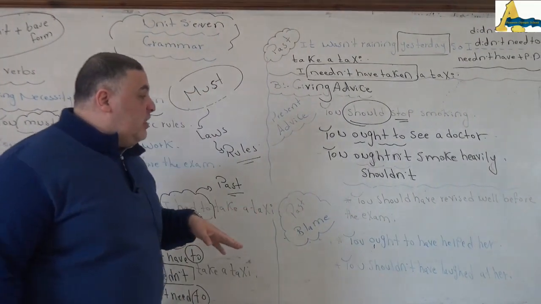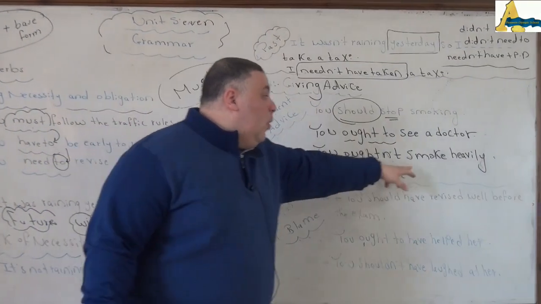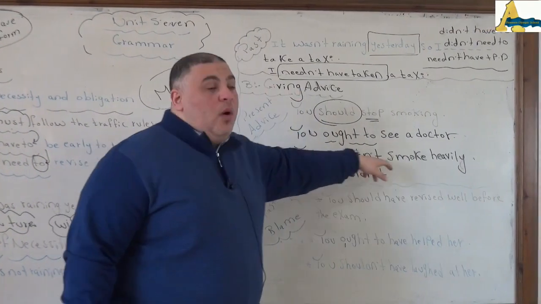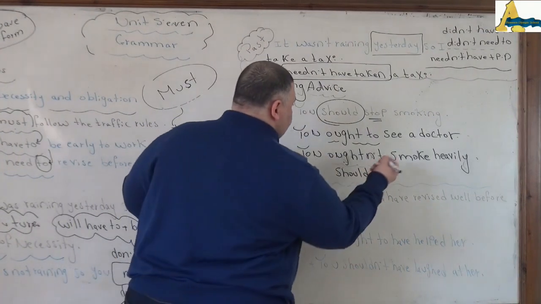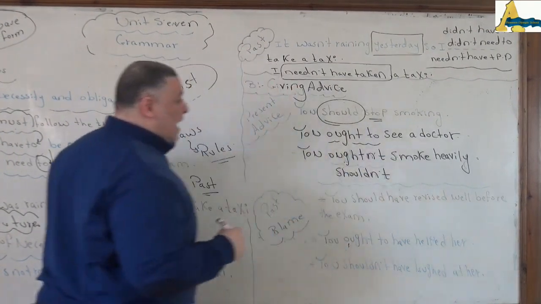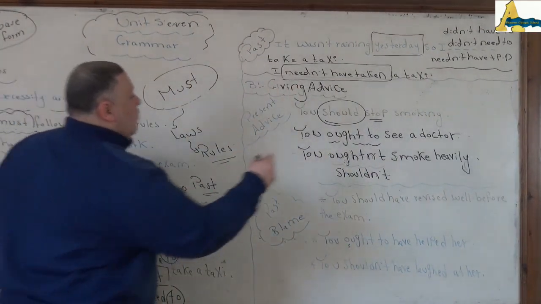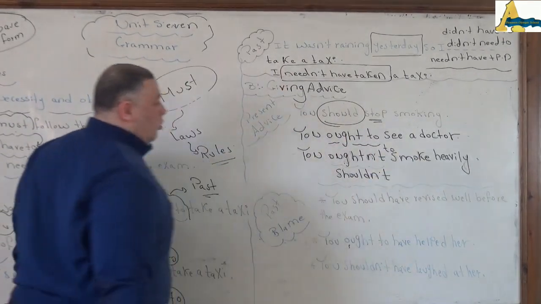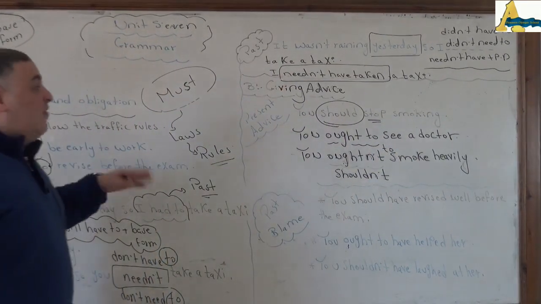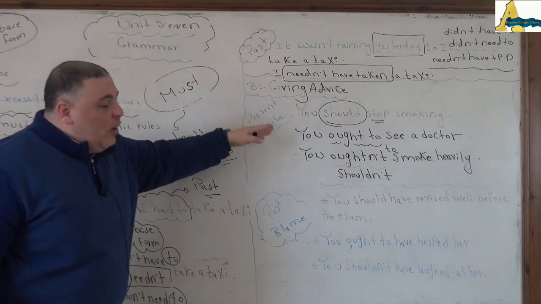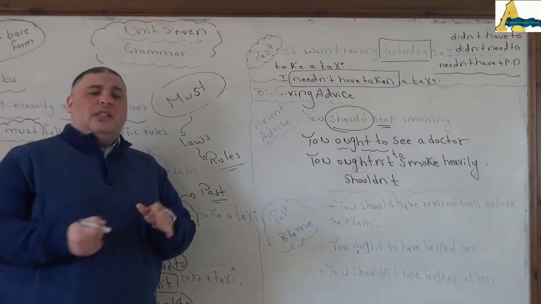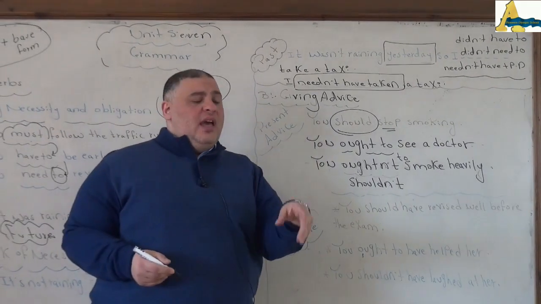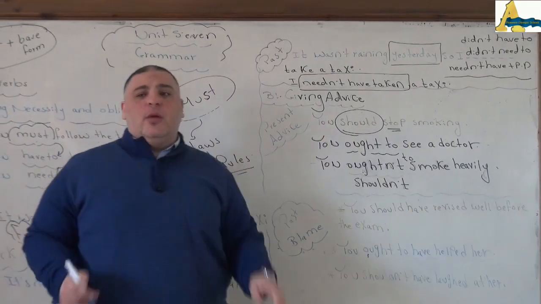But also in the advice, you can say you shouldn't smoke heavily, or you oughtn't smoke heavily. The negative of ought is oughtn't, right? Of course, ought also is followed by to. You oughtn't to smoke heavily. Finally, I want to finish. Now it's a present, so now it's advice. So now I'm talking to the person. The person here is standing in front of me, and I say, for example, you should stop smoking.